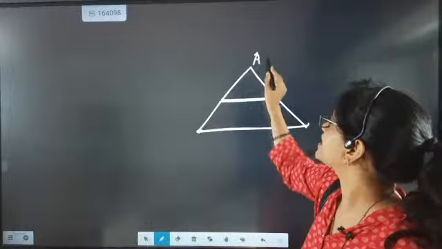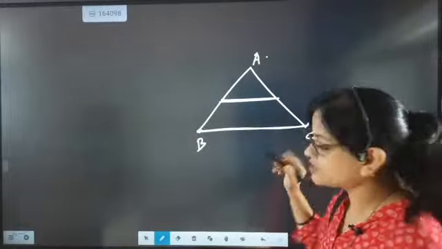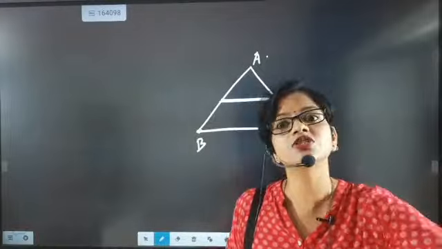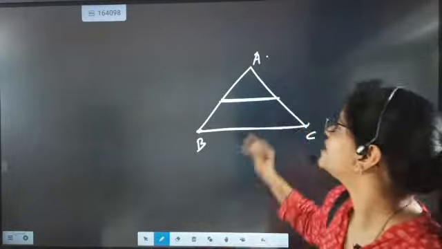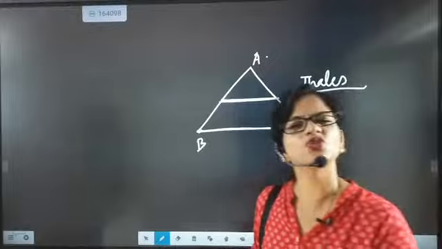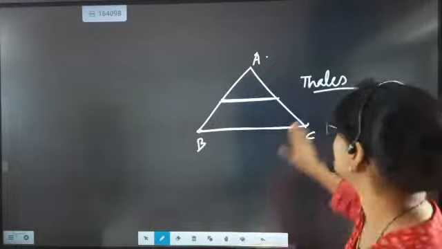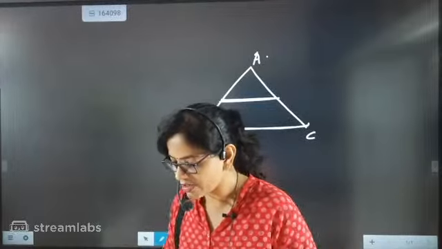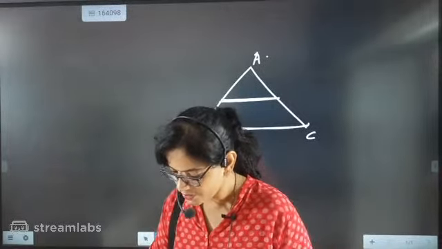Now the theorem says what? The other name of BPT is Thales theorem. The other name of BPT is Thales theorem. Mostly they will ask about the BPT theorem, they will not say Thales theorem or that theorem. We are not going to go into that, but one time I told you, okay, I am going to repeat this part, beta.